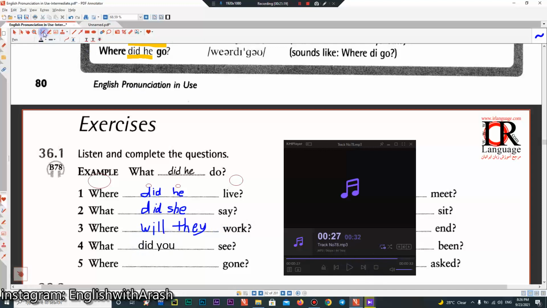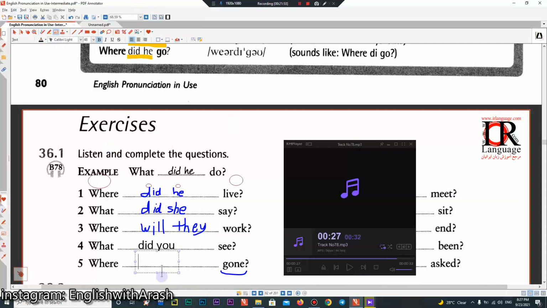Pay attention to "gone". When we have "gone", we need "have" or "has". Good. Where have they? Where have means where have. Where have they gone?